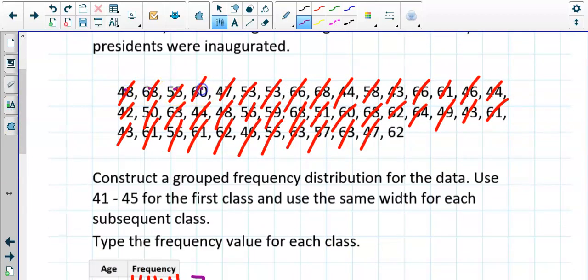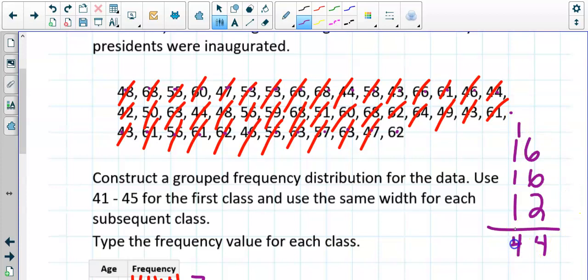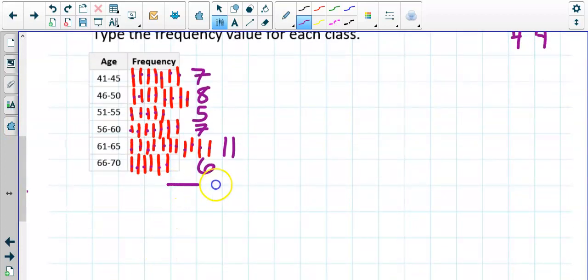1, 2, 3, 4, 5, 6, 7, 8, 9, 10, 11, 12, 13, 14, 15, 16. This row is the same length as that, so you got 16 and 16. And 1, 2, 3, 4, 5, 6, 7, 8, 9, 10, 11, 12. So 16 and 6, or 6 and 6 is 12, plus another 2 is 4, carry the 1, and 44. All right. So let's make sure everything over here adds up to 44.